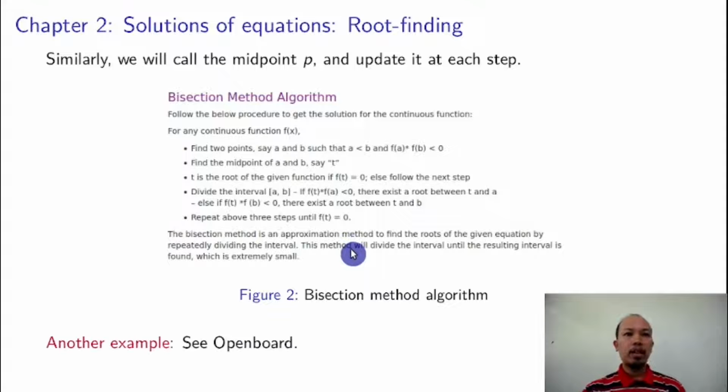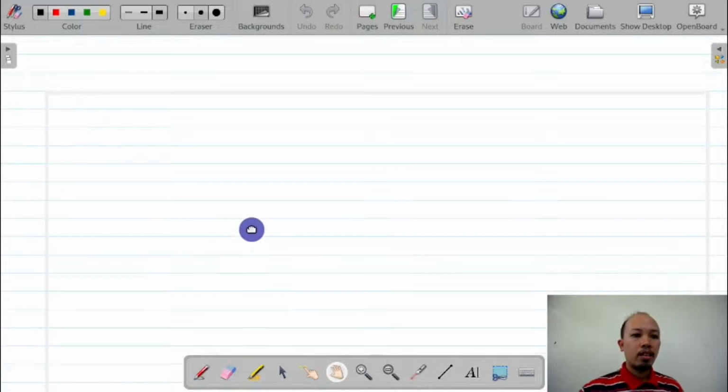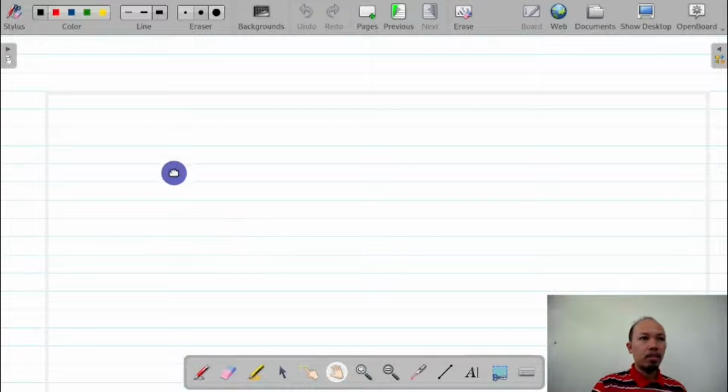Okay, so let's have now an example, and I will put that one in the open board. Let's go to the open board, and as you can see here, let's have a new page. So let's have this example, another example.